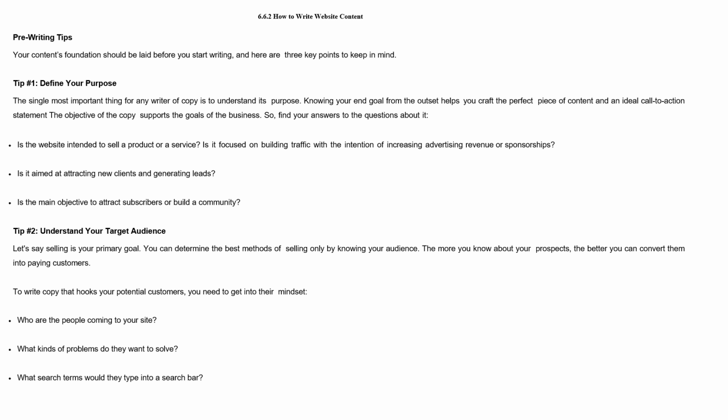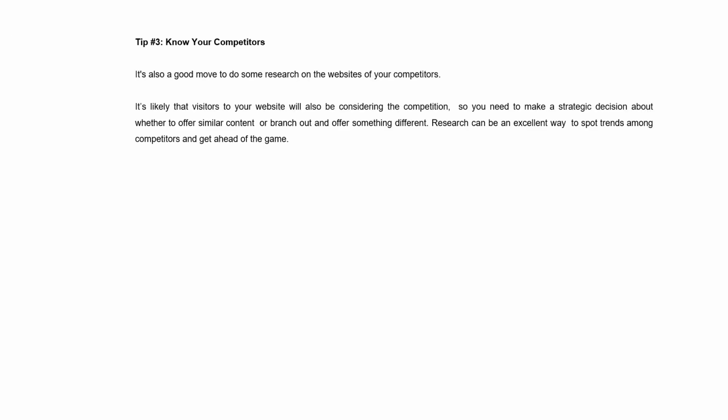Tip 2: understand your target audience. Let's say selling is your primary goal. You can determine the best methods to sell only by knowing your audience. The more you know about your prospects, the better you can convert them into paying customers. To write copy that hooks your potential customers, you need to get into their mindset. Who are the people coming to your site? What kind of problems do they want to solve? What search terms would they type into the search bar?